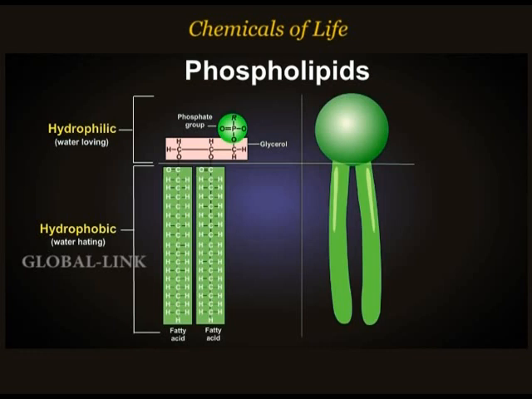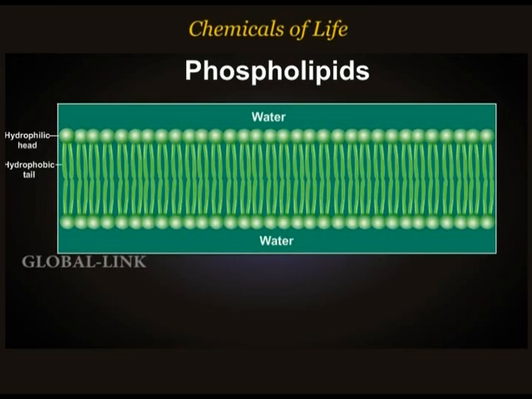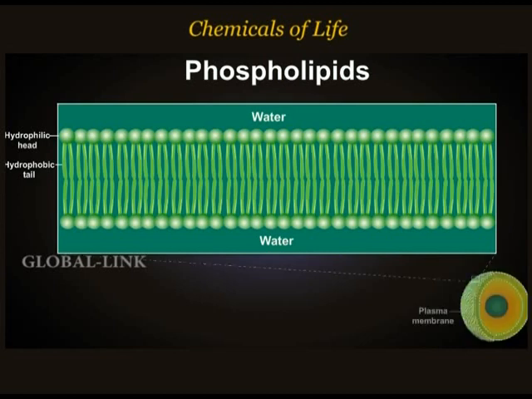Because of these unique properties, phospholipids tend to arrange themselves so that only the hydrophilic heads interact with the watery environment and the hydrophobic tails crowd away from the water. This structure is the major component of plasma membranes of cells.